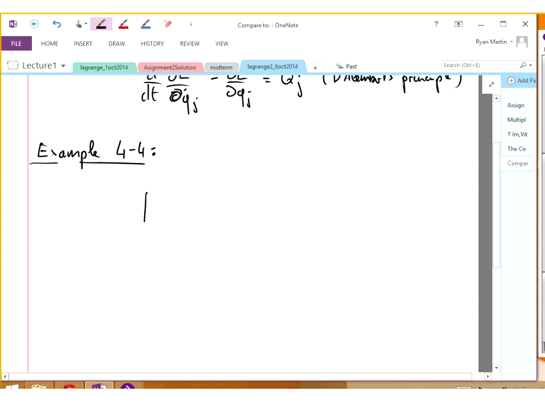So let's assume we have an inclined plane and an angle theta. We have a hoop of mass m and radius capital R. And that hoop rolls without slipping down the plane.